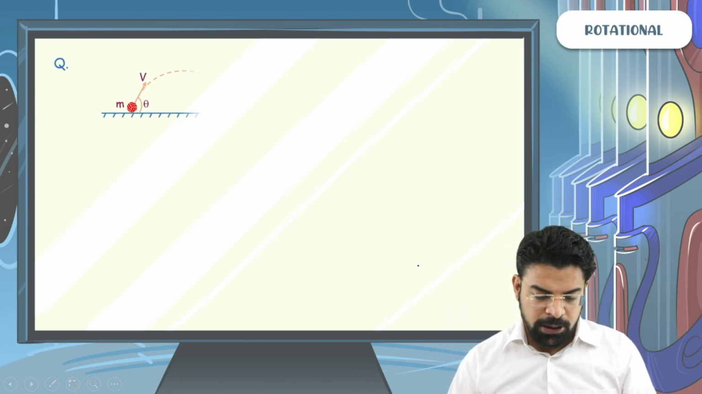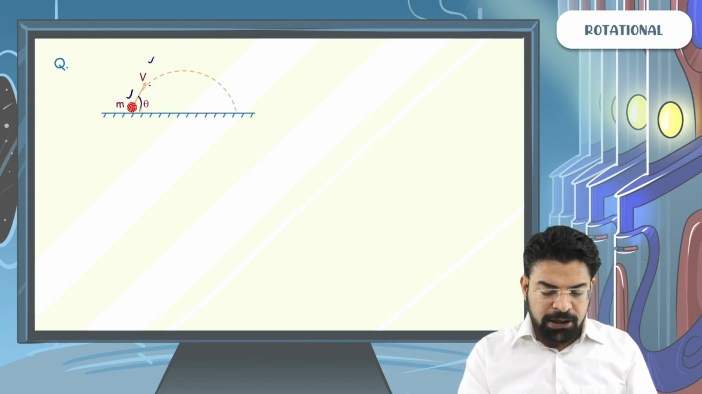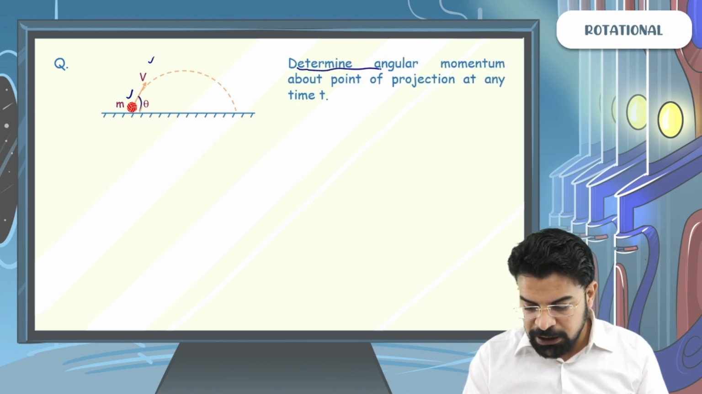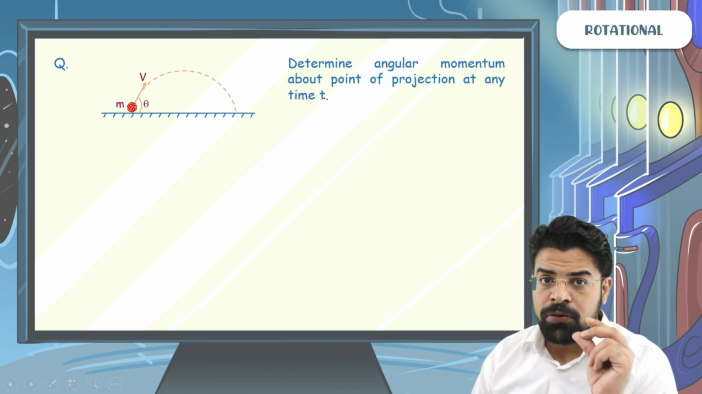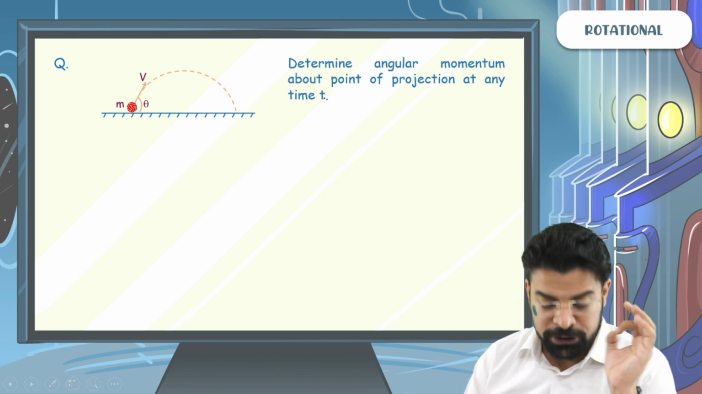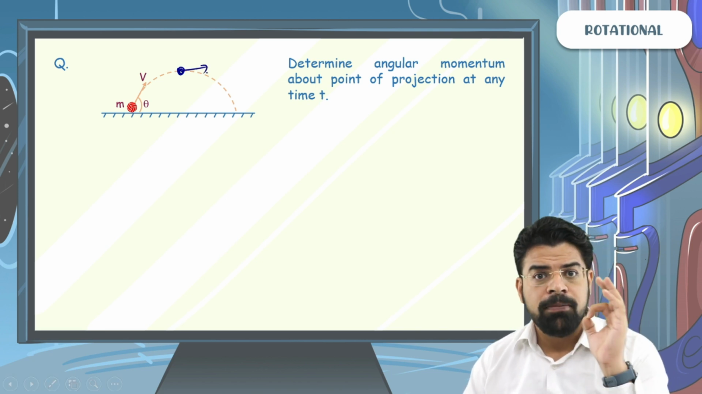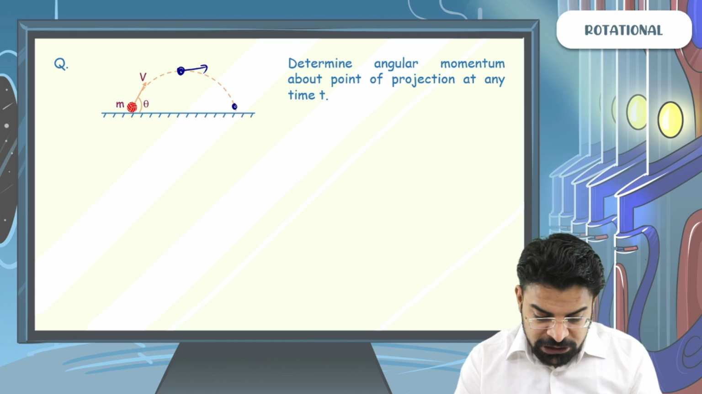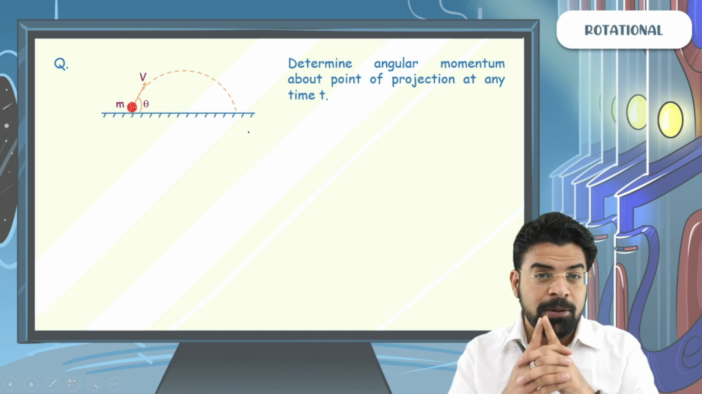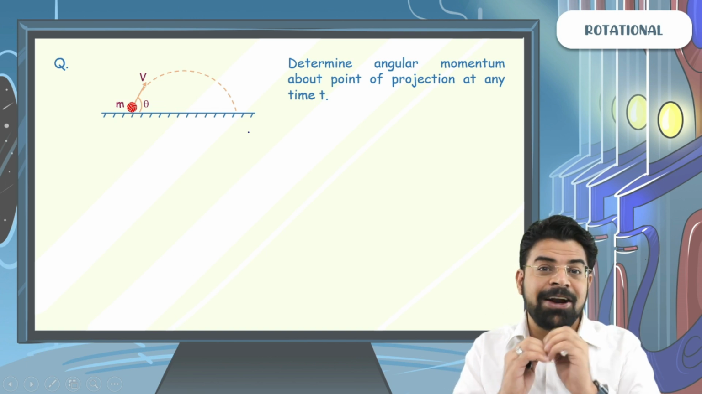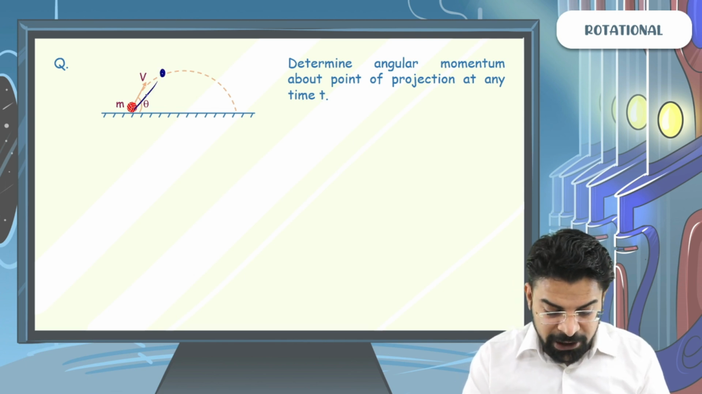So the first question coming up. There is a ball of mass m projected with a speed v at some angle theta with the horizontal. Determine the angular momentum about the point of projection at any time t. We wrote the angular momentum about the point of projection when the ball is at the maximum height, and when the ball is just about to land. This time I am asking you, what is the angular momentum of the ball about the point of projection at any random time t?